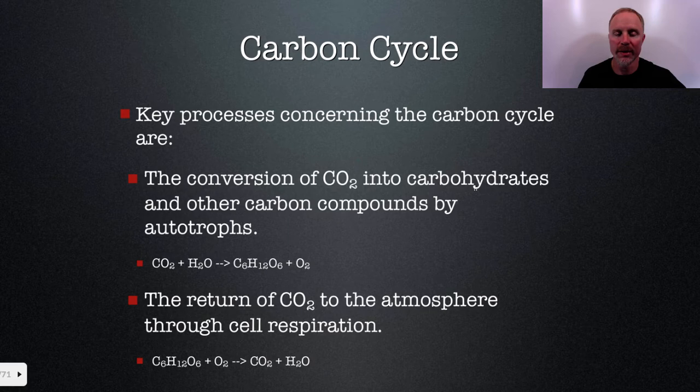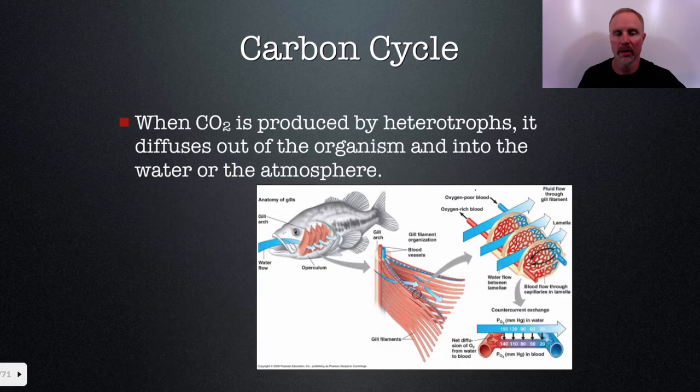And then, of course, the return of that carbon dioxide into the atmosphere through the process of cellular respiration, which many living organisms perform. And when the CO2 gets produced by the heterotrophs, it diffuses out, whether it's a terrestrial organism or an aquatic organism, diffusing out through the process of exhaling. And in this case with the fish, it's diffusing out as the fish move their gills and move the water over. It's very similar to the action of breathing, so you're getting the exchange of the gases.